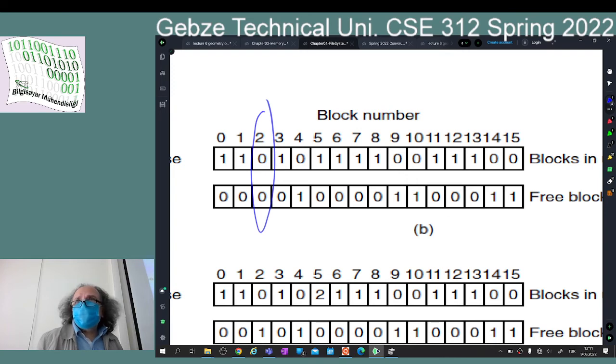So how would you solve this problem? You may ignore it. You are saying that, well, I am not losing any data. Some block is not used at all, so I have enough space. That might be one solution. Or the other solution, which is the better one, could be to just add block number 2 to the free block list.